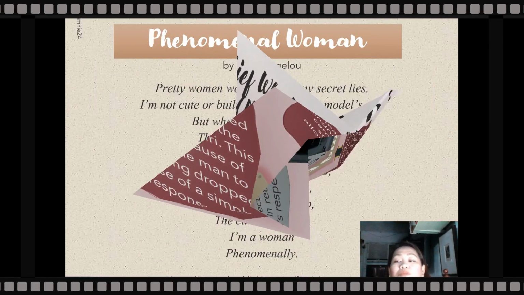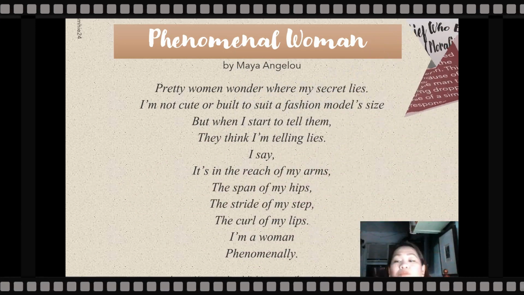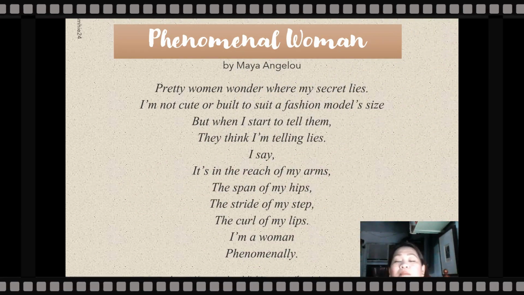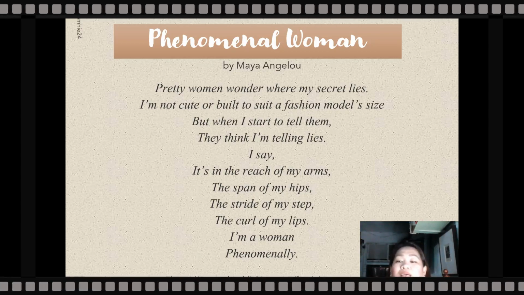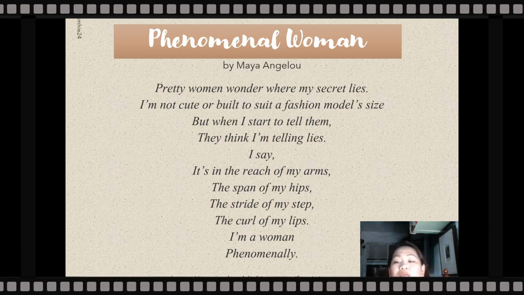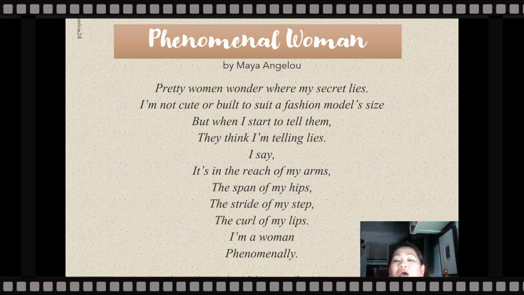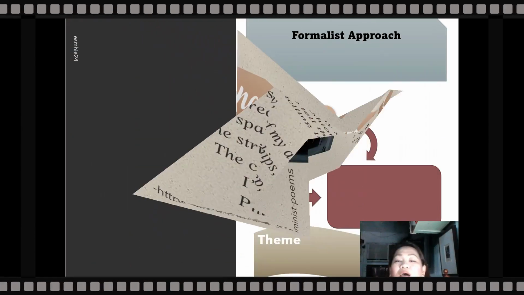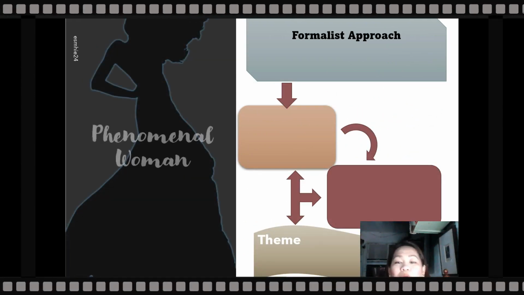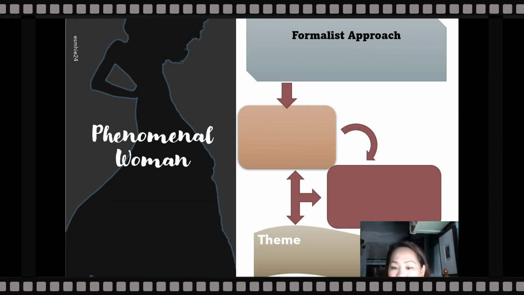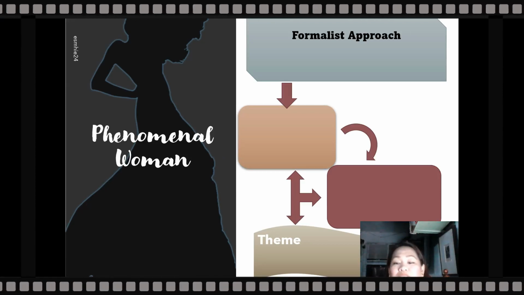This poem by Maya Angelou is entitled Phenomenal Woman. You are going to find out how this particular poem used the formalist approach. You have to do the same thing.